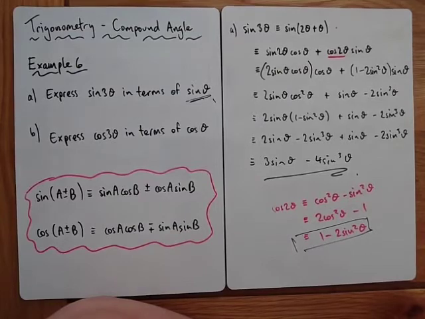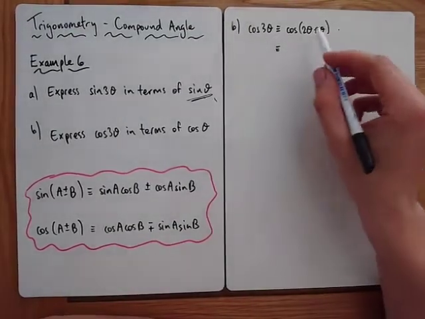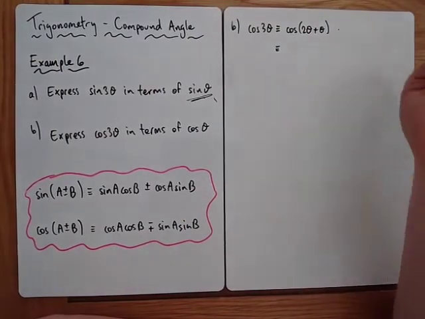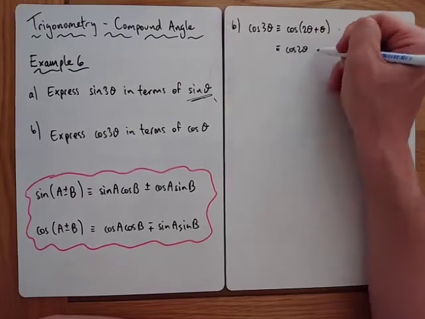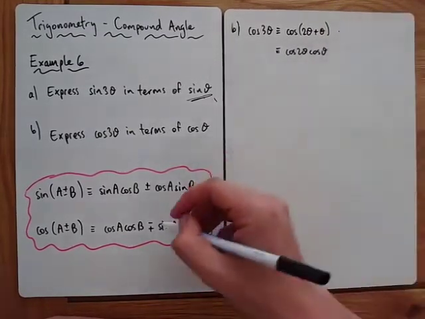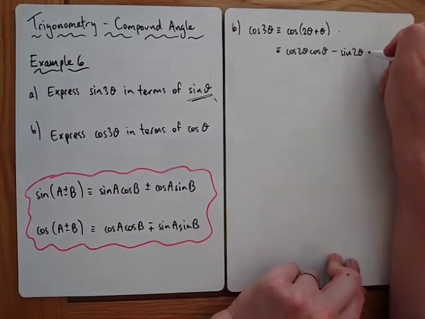Very similar for the cos 3 theta one. Pause and have a go. Okay, so cos 3 theta, cos 2 theta plus theta, and then we can use this, so that'd be cos 2 theta cos theta, be careful, minus sine 2 theta sine theta.